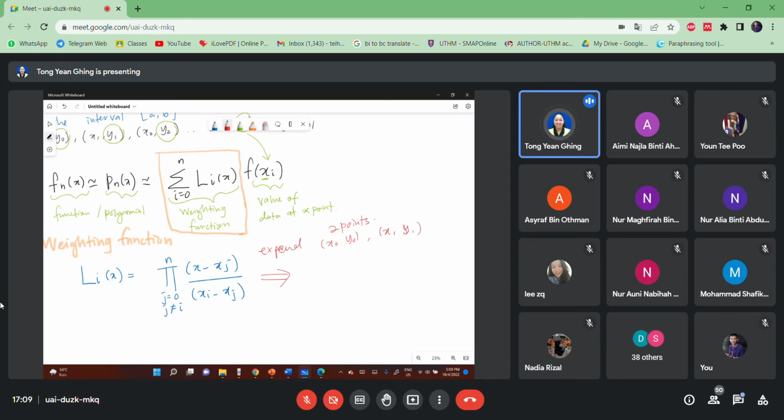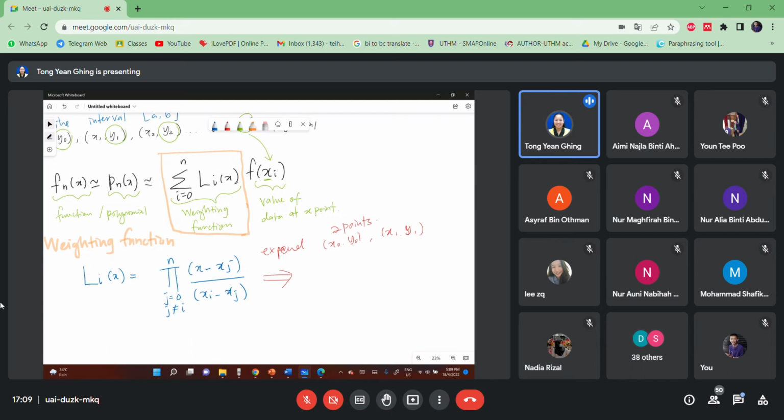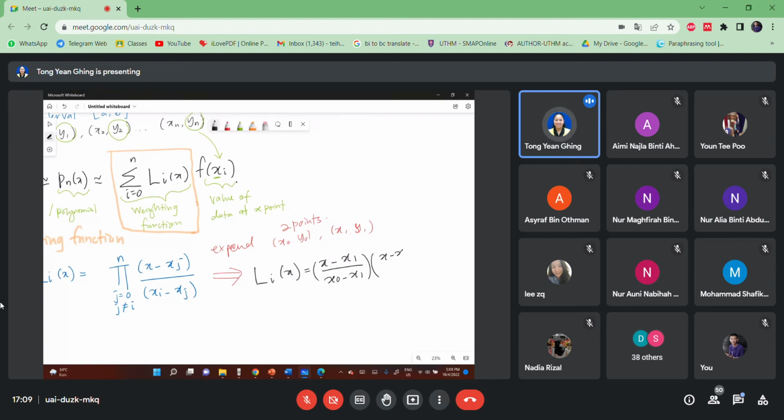So when I want to expand by product, it has a weighting function. For two points, the linear polynomial becomes like this, for example: x minus x1 divided by x0 minus x1, times x minus x0 over x1 minus x0. Can you understand? If you look at here, x is the value that we want to find.